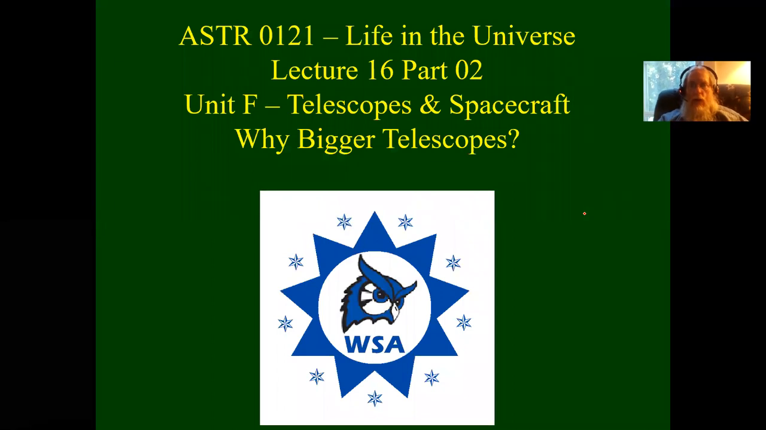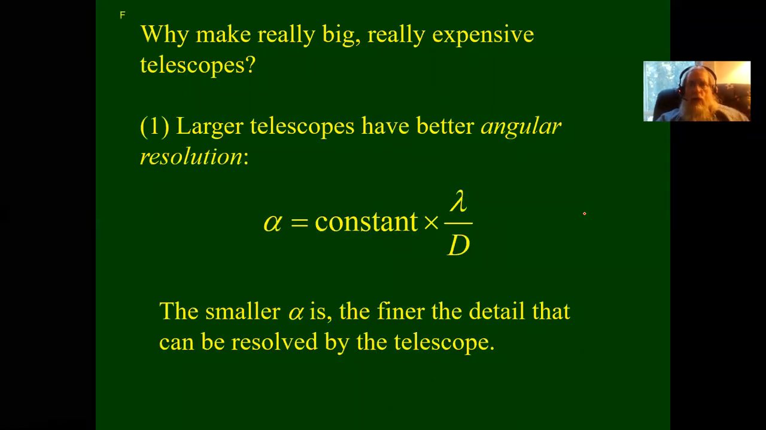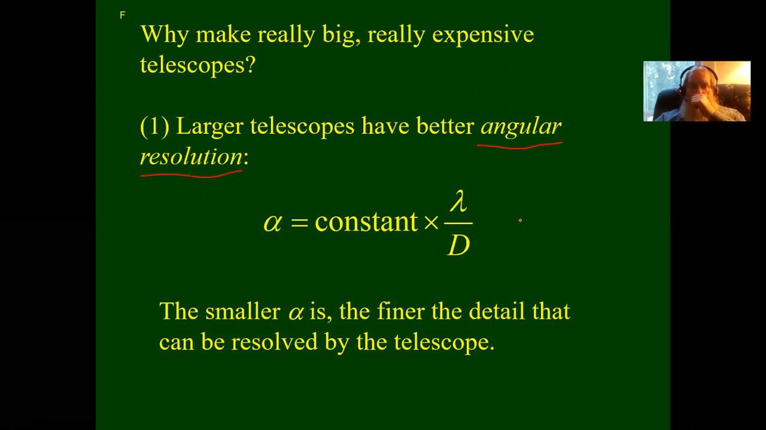Hello, and welcome to Lecture 16, Part 2 for Life in the Universe, where in this video, we're going to look at why we want telescopes to be as large as possible. So there are two reasons why we want big telescopes. One is that bigger telescopes have better angular resolution than smaller telescopes. So this is a measure of the finest detail that the telescope can see.